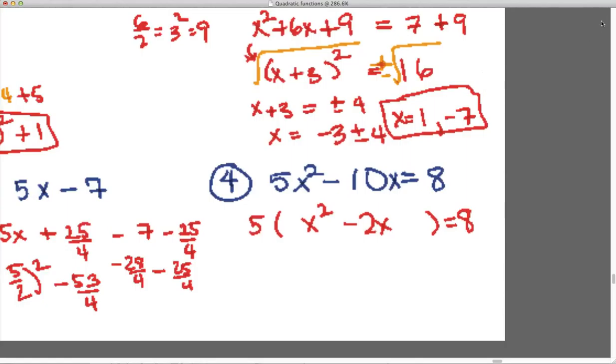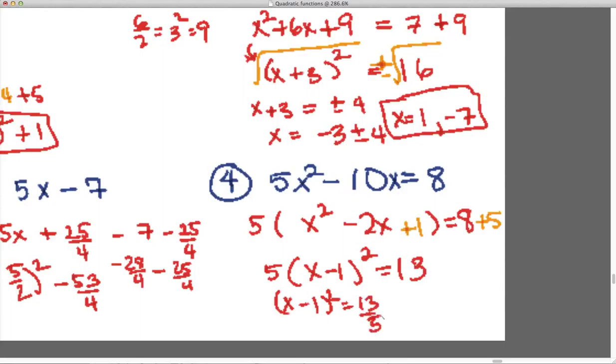So half of negative 2 squared is going to be negative 1 squared is plus 1. But I didn't actually add a plus 1. I added 5 times plus 1 because this 5 says multiply everything inside. So 5 times plus 1 is 5. So if I do one thing to one side, I got to do the same exact thing to the other side. So then this can be rewritten as 5 like that. And then divide both sides if you're solving.